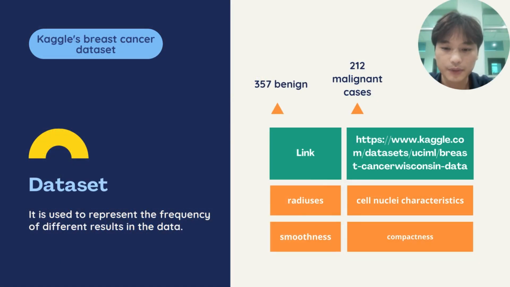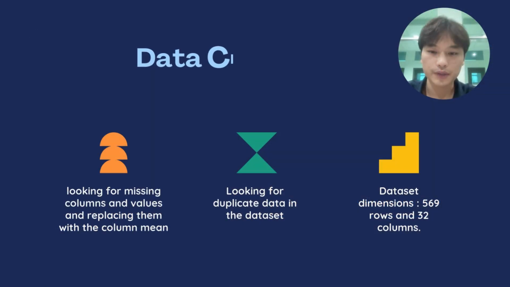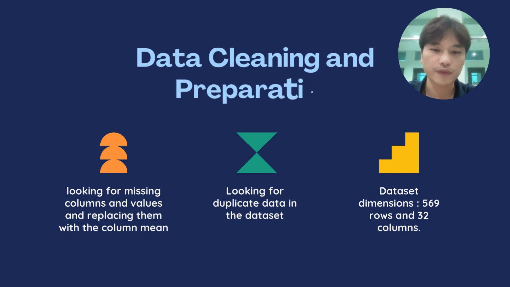And there is some information about our dataset. It's used to represent the frequency of different results in the data. It includes more than 300 benign cases and more than 200 malignant cases. In data cleaning and preparation, we find and replace missing data and duplicate data. Our dataset includes more than 500 rows and more than 30 columns.